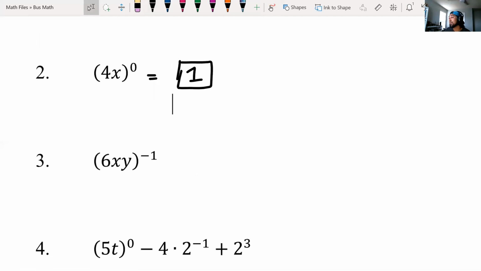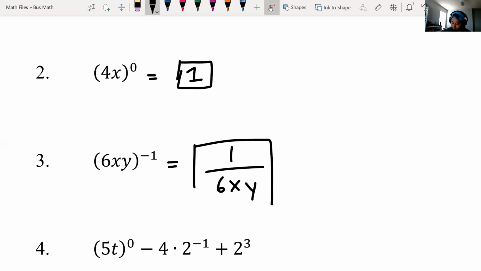3, 6xy to the negative 1. Here's where we're going to use the negative exponent rule. And if we rewrite it, we get 1 over 6xy. Okay.